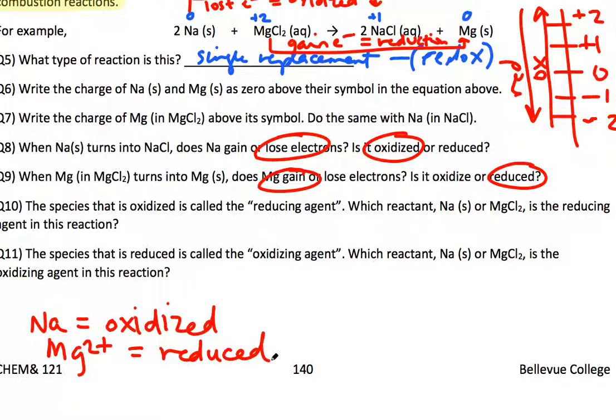Sometimes you get questions like that. What was oxidized? What was reduced? Now here are some new terms for you. Sometimes we want to know how well something does at oxidizing or reducing something else. For example, the species that is oxidized, that's sodium, is called the reducing agent.